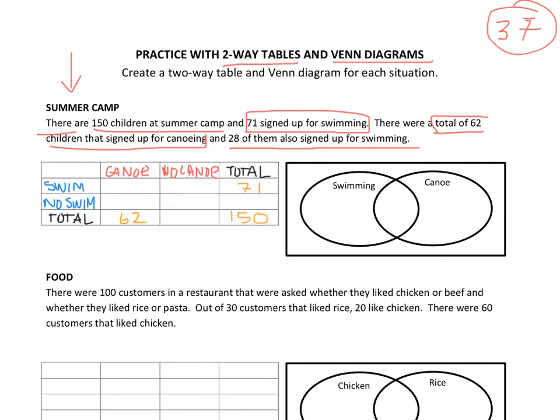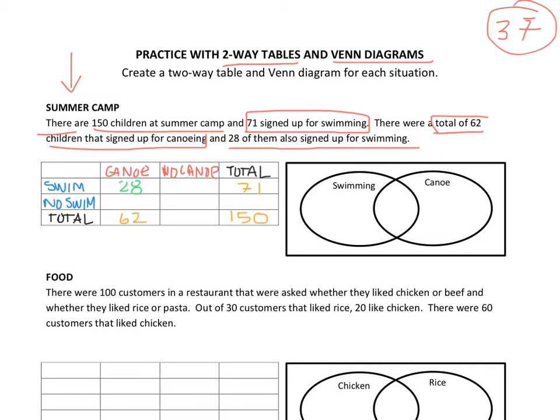All right, this is making sense so far? Now, it says here, 28 of the kids who signed up for canoeing also signed up for swimming. So in this canoe column, they signed up for canoeing, but they also signed up for swimming. 28 kids did that. All right, now I know your table looks small, but we can figure out all of these missing numbers right now just using our brains, and if you want to be super fast, you can use a calculator.